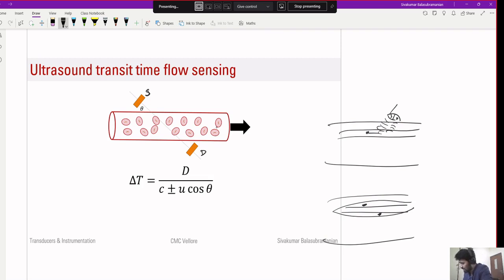Now, let's say the blood is not moving, right? Blood is stagnant. If you transmit, let's say, a signal from here, let's say you're transmitting a pulse, right? The pulse is transmitted at some time here. What will you see at the detector? Let's say the detector does not detect anything. After some time, you'll receive that pulse, right? Let's say the pulse looks like this.